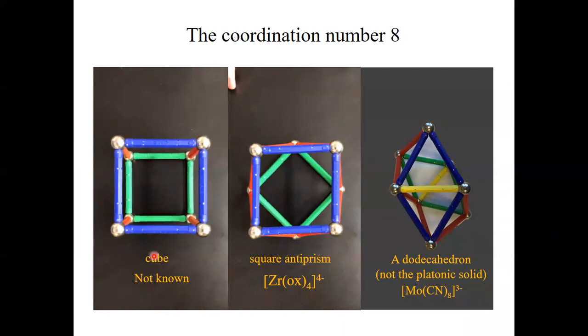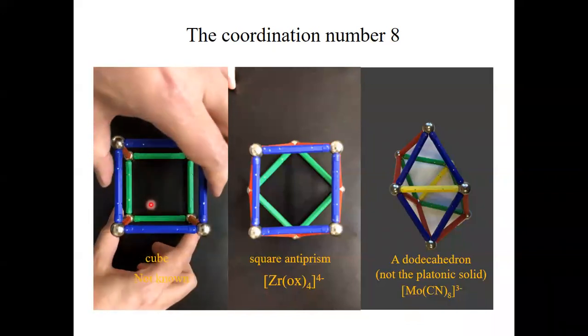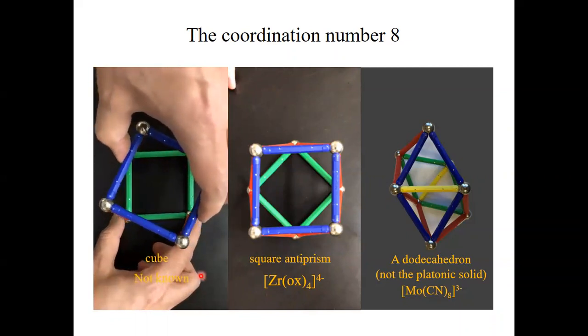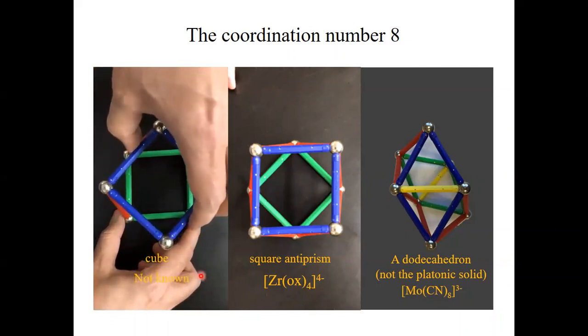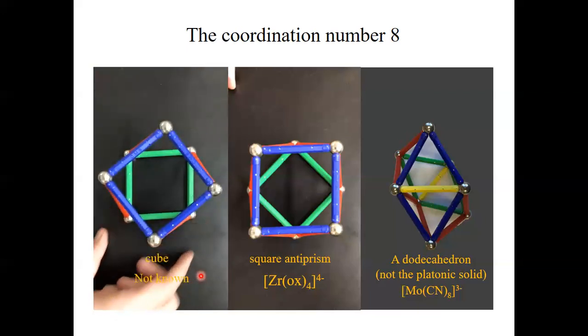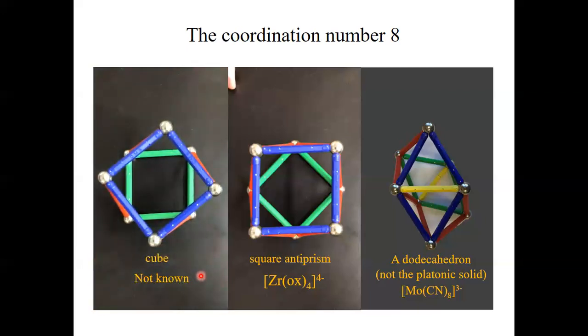So now here we start out from the cube, and then we just twist one square face by 45 degrees. Okay, and then we produce the square antiprism. So this structure here is now the same as this structure.